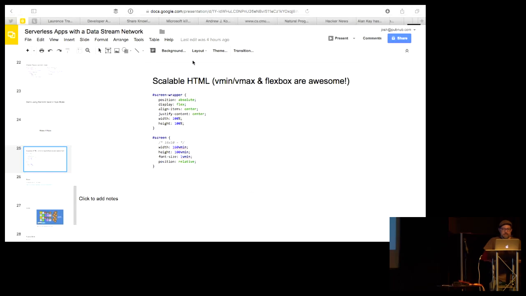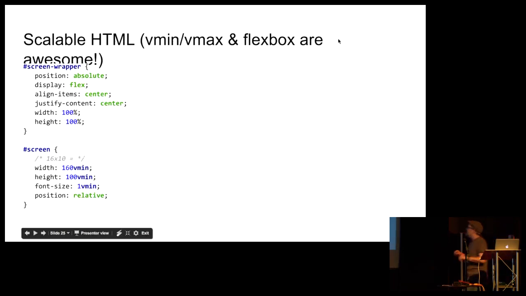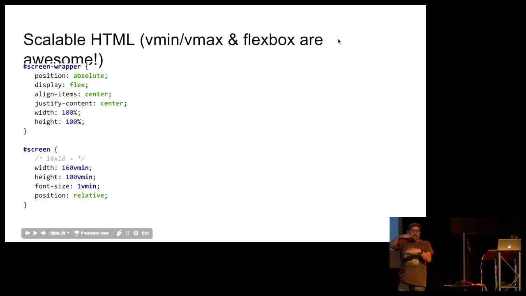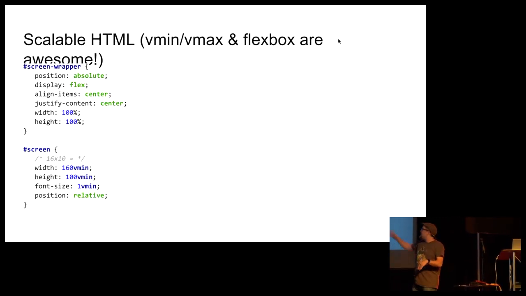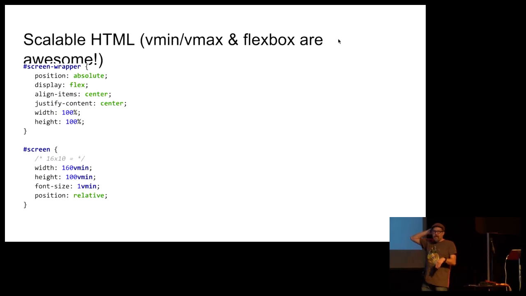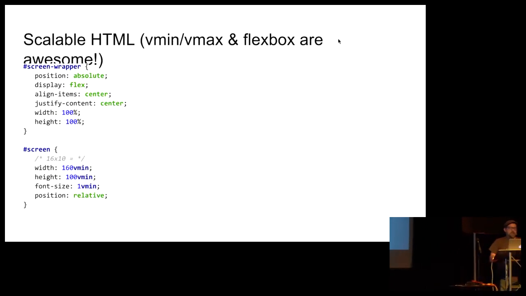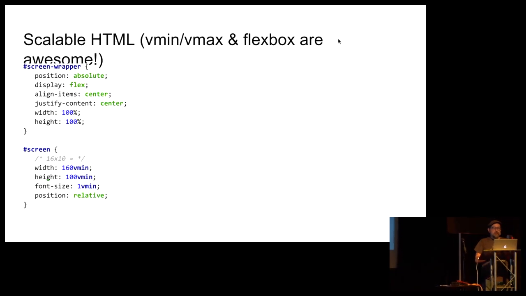And here's a little bit of CSS that I created to do that. So everything is inside of the screen object, and then I have a wrapper div around it. The screen wrapper is positioned absolute, and set to display flex, align vertically, which is what align-items center does, align horizontally centered would be justify-content, and then make it fill the width of the browser.